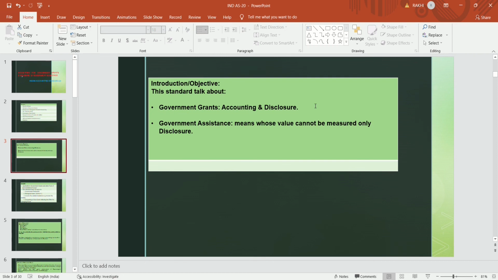But in government grant, there is a monetary exchange between the government and the company. The government gives monetary support to the company in order to develop it in a remote area, so that the people over there get employment and livelihood. The guidance related to accounting treatment and disclosure of government grant is given in this Ind AS. So we will discuss the government grant, its accounting treatment, and its disclosure requirements, and related to government assistance, only the disclosure requirement is there. So let's start.